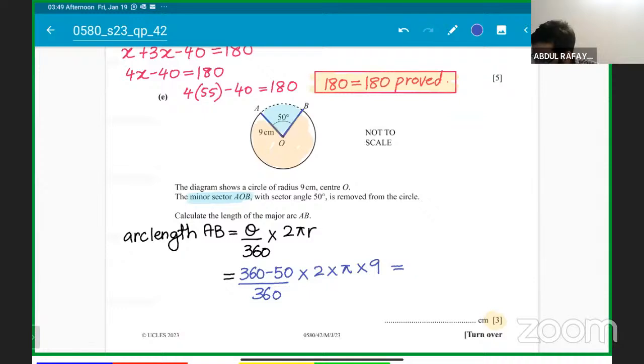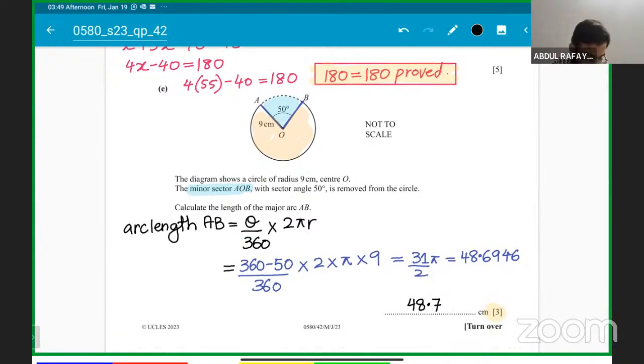Not 17.5. I'm getting 31 over 2 pi. So make sure you convert that in one way only. Whatever the answer is, it comes in decimals, 48.6946. So we can round off to one decimal place or 3 significant figures. I'll give it as 48.7 centimeters as the arc length.